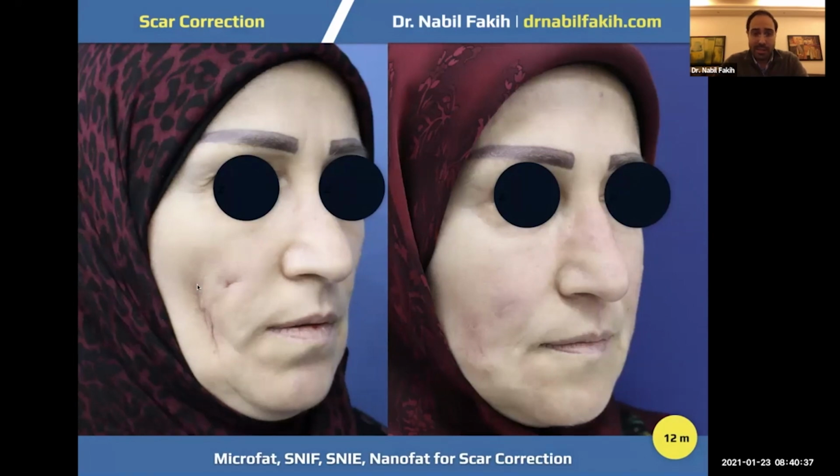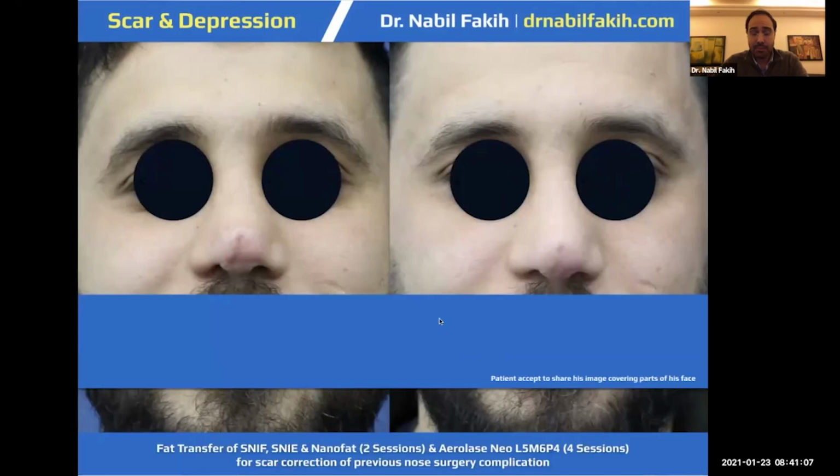So Microfat was building the deep fat, then SNIF building the intersection, SNIE emulsified fat for smoothing the areas, and NanoFat for skin rejuvenation and improving the quality of the skin. She really had a dramatic improvement. That day when I saw it, it reminded me of the day I read that article about nanofat and microfat from Japan. I said it's impossible to really eliminate some scars. It was really dramatically improved after this result.